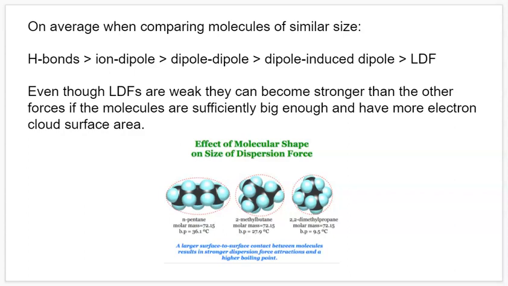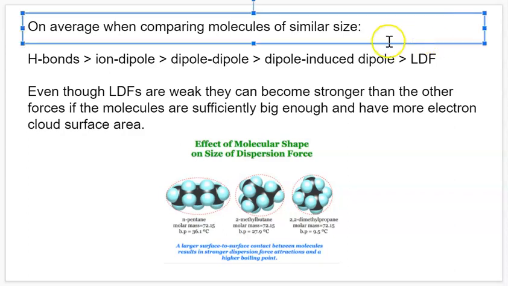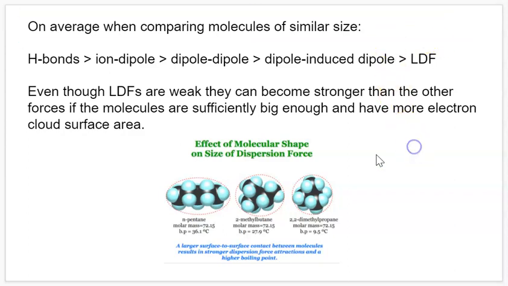All right, so on average, if we're comparing molecules of similar size, the hydrogen bonds are going to be the strongest, the ion-dipole are going to be the second strongest, followed by dipole-dipole and dipole-induced dipole. And then lastly, the London dispersion force is the weakest overall. But like I said, when we're comparing molecules of similar size, because even though the London dispersion forces are weak, they can become a lot stronger if the molecules are sufficiently big enough and have more electron cloud surface area.